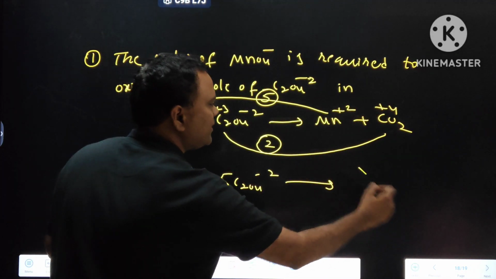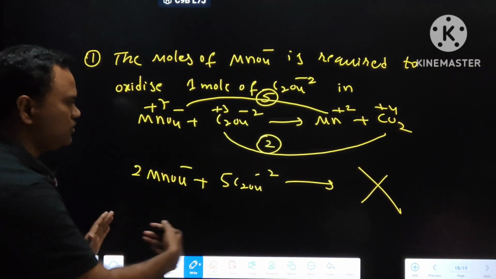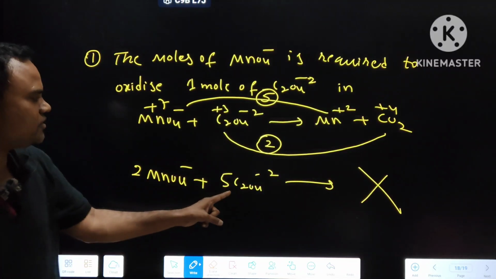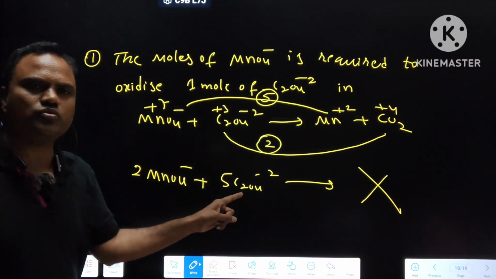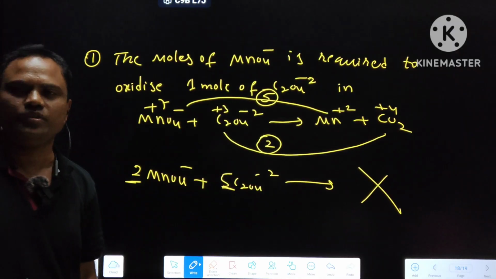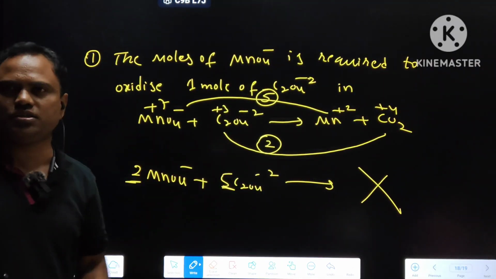You can ignore the right hand side. Actually, this is a different question, not related to balancing. We need these two only. You tell me the mole relation. To oxidize 5 moles of C2O4 minus 2, how many moles are required? 2. Then to oxidize 1 mole, how many? That is the question.